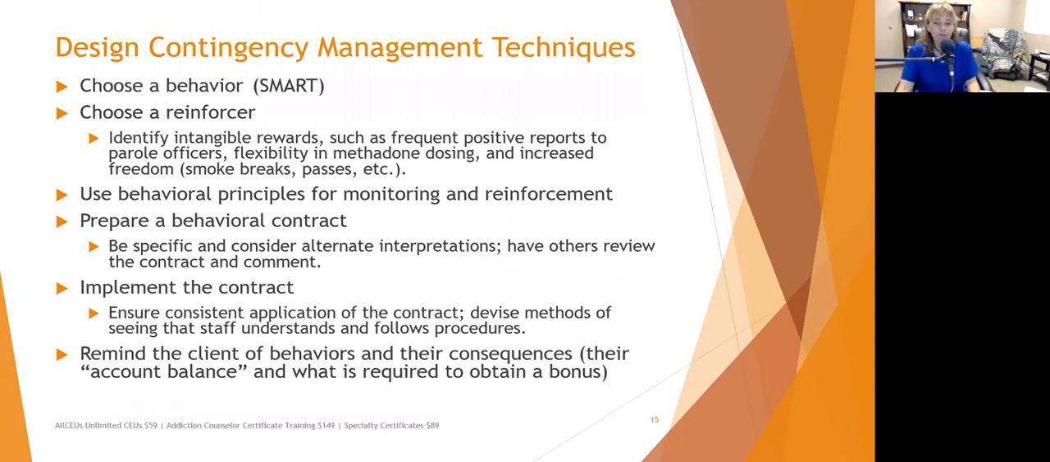And continually remind the client of behaviors and their consequences, their account balance, so to speak, and what's required to obtain a bonus. And we would do this a lot of times with the adolescent boys when they were in school. They had school at the facility. And if they weren't getting their work done or they were having a difficult day, the teacher would pull them aside and remind them that, in order to earn their points for the day, they had to do X, Y, and Z.